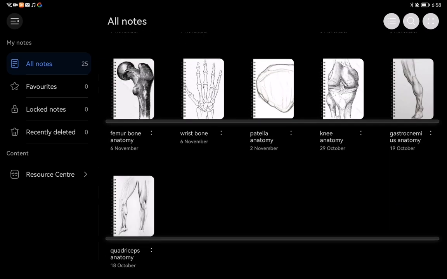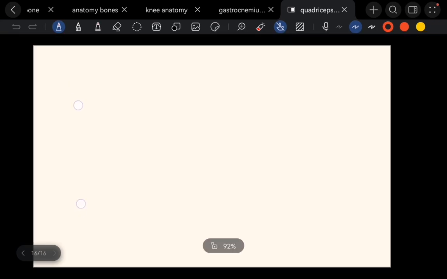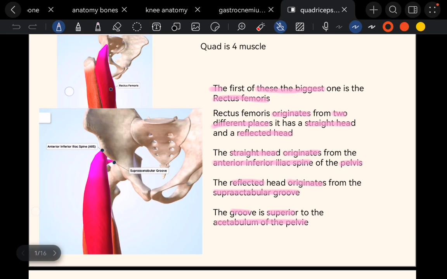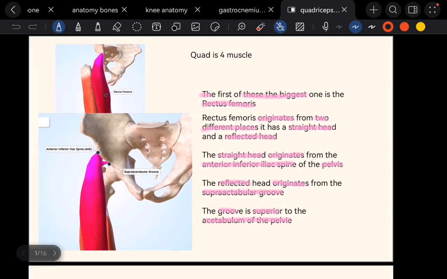Alright, next is the quadriceps anatomy. Now, the quadriceps muscle is basically a group of 4 muscles that consist of the rectus femoris, the vastus intermedius, vastus lateralis, and vastus medialis. Okay, so we're gonna talk about the rectus femoris, which is one of the biggest ones.